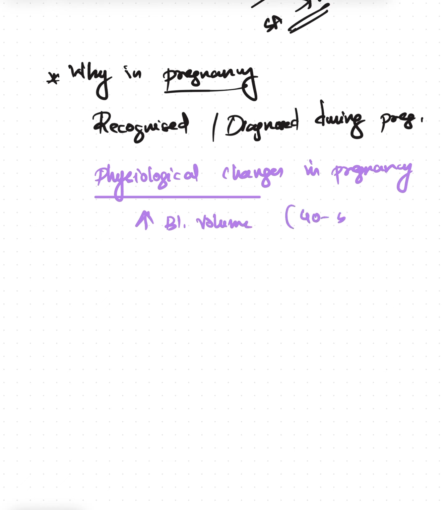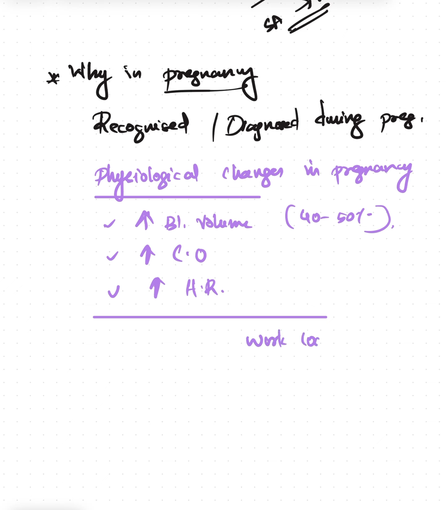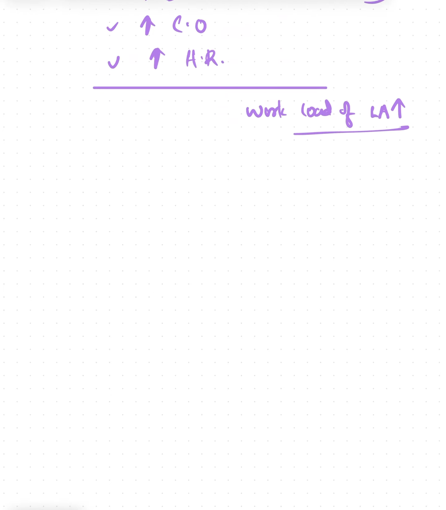Approximately 40 to 50% of blood volume is increased in a pregnant woman. Increased cardiac output. Of course, blood volume increases, cardiac output increases, heart rate increases. So when all these increase, the workload of the left atrium increases. And the patient will already be an undiagnosed MS case.